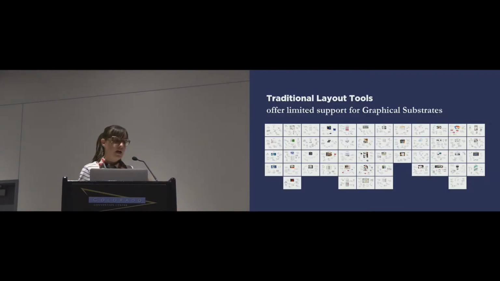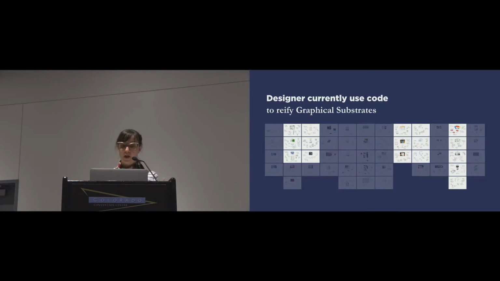So what we found is that although graphic designers are creating a lot of graphical substrates, traditional layout tools offer very limited support for those graphical substrates. So for example, in a story with the number 42, if the designer changes her mind and decides to use the number 50, she has to go and manually edit all of the different features in the design. But what we also found is that designers who are currently using code, and you can see their stories there, managed to reify those graphical substrates. What we mean by reify is they turn those ideas that they have in their mind into an object that they can then interact with.